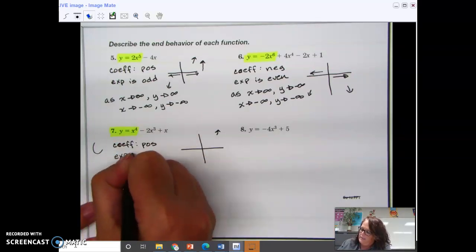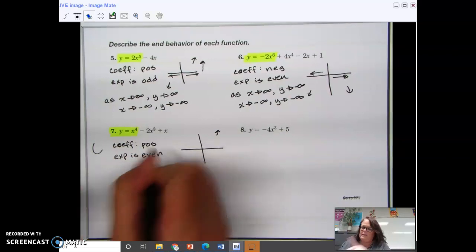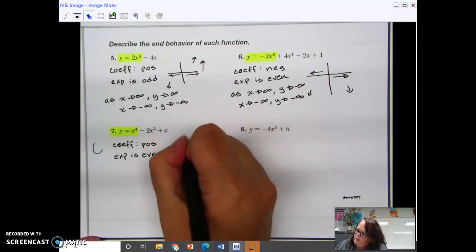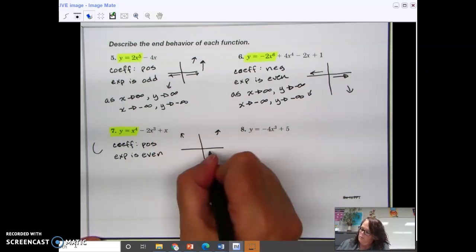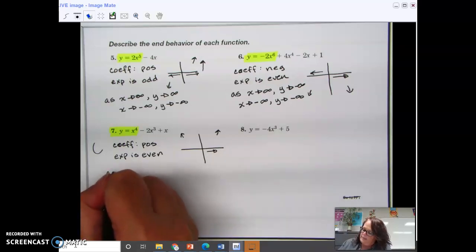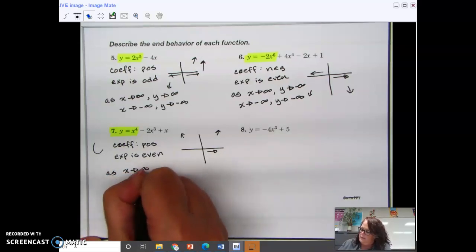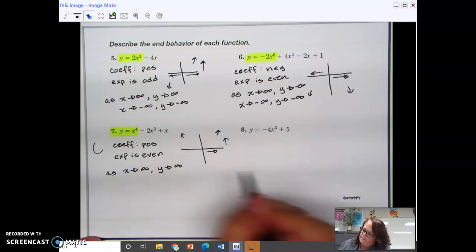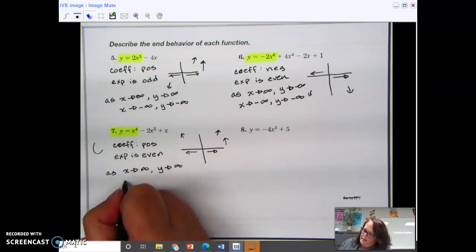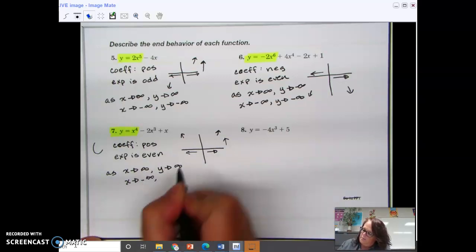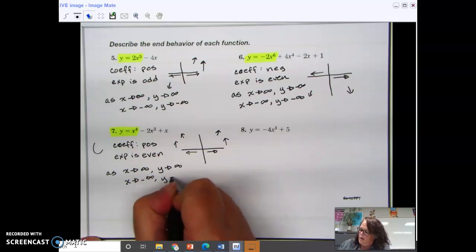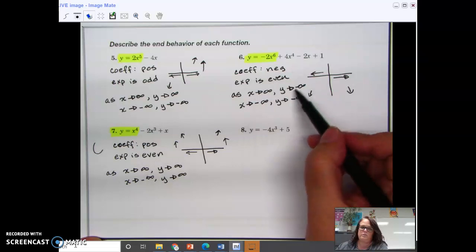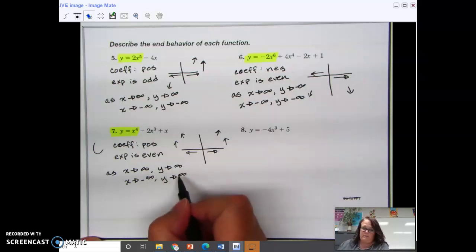So since the exponent is even, then we're going to be doing an even dance, meaning going either both up or both down. So since the right side went up, the left side's going to go up. So then we're going to describe as x goes to the right, meaning x going to infinity, the y value is going up. So y is going to positive infinity. And as x is going to the left, my y value is still going up. So y is going to positive infinity. So again, when I have even exponents, these match. So these were both negative, these are both positive.